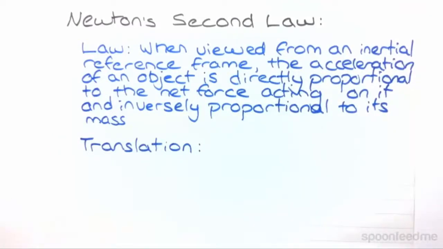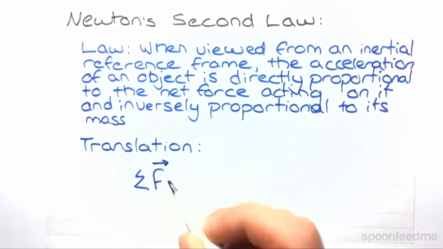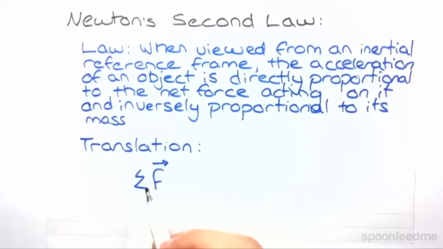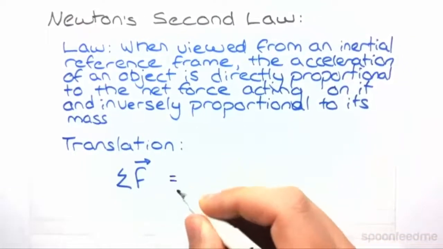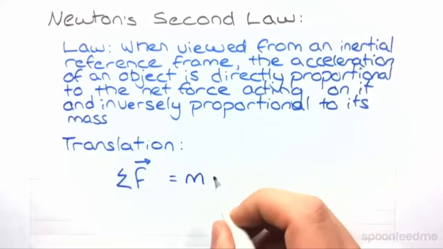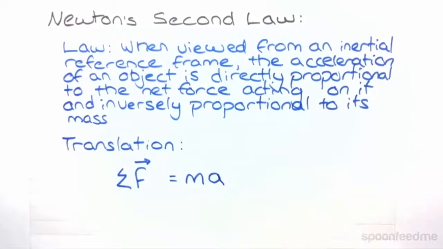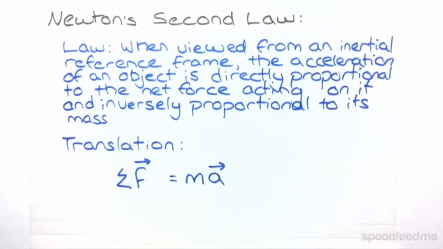What this actually means is that the net force acting on a body, so that means the sum of all the forces, or the net force, it's equal to, the magnitude is equal to the mass of the body times its acceleration, and the direction is the same as the direction of the acceleration.